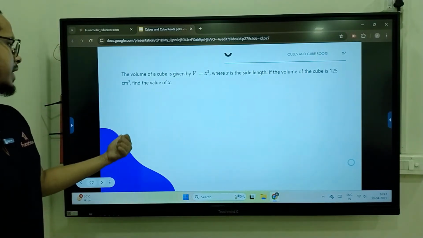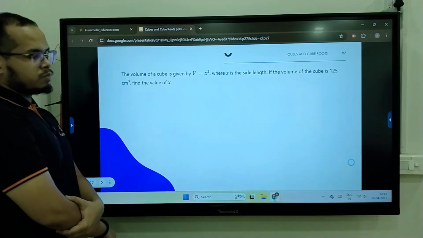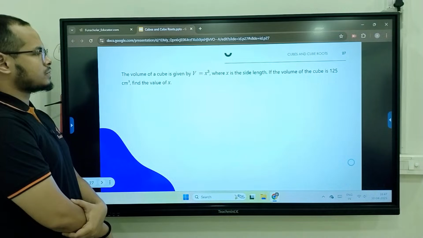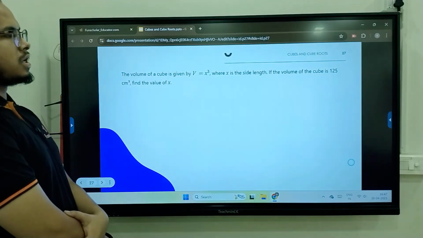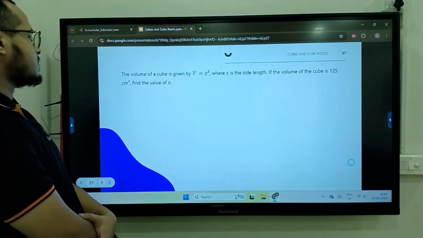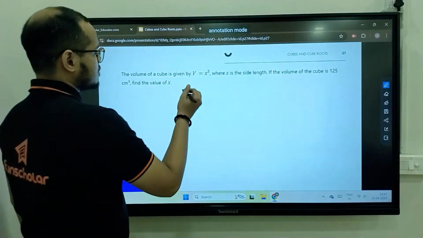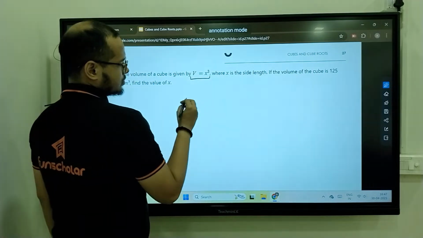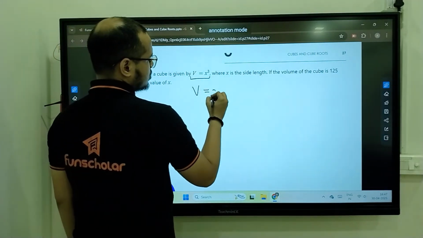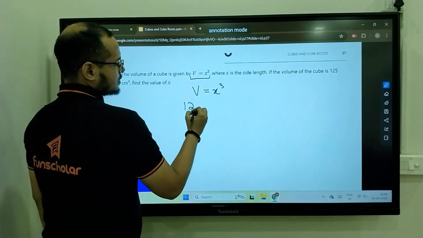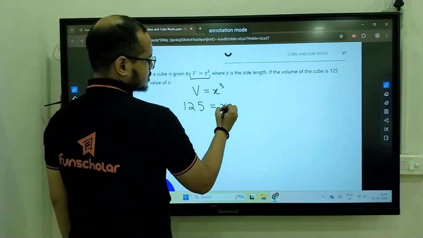Now let's go to the next sum. The volume of a cube is given by V is equal to x cube, where x is the side length. If the volume of a cube is 125 centimeter cube, find the value of x. Very simple. You already know how to solve this. So they have given the question only. So volume is equal to x cube. Okay. So here it is given 125 is the volume is equal to x cube.